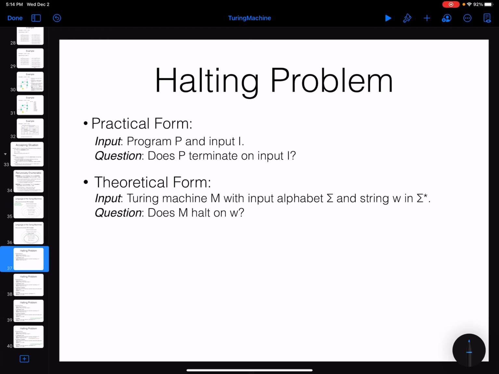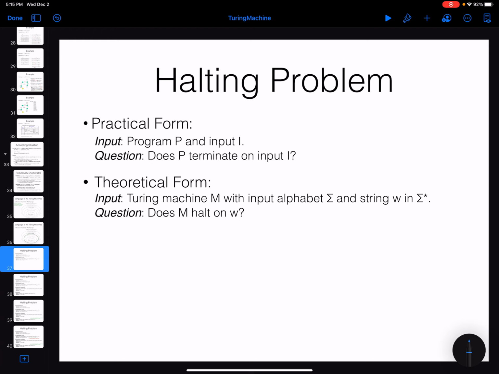The formal, theoretical form of the halting problem is that you have a Turing machine that has been defined over some alphabet, and you have a string from that alphabet. You want to know whether your Turing machine halts over this input string or not. You want to check this. So this is the halting problem: you have a Turing machine and a string, and you want to know if this Turing machine is going to halt over this string or not.